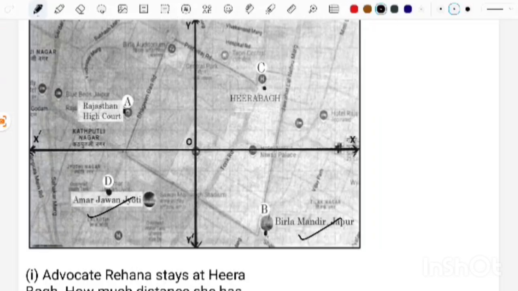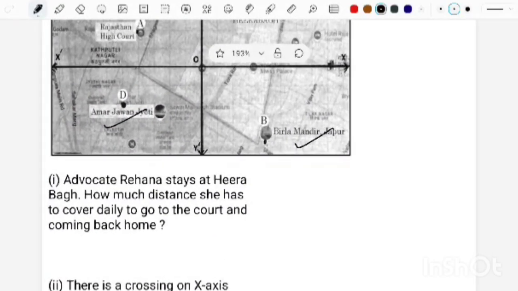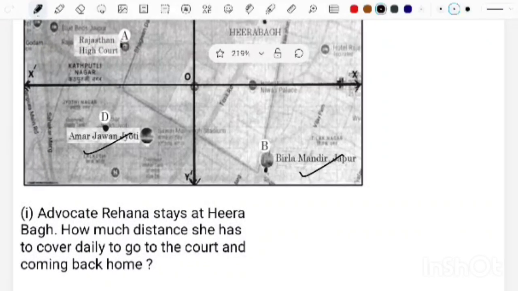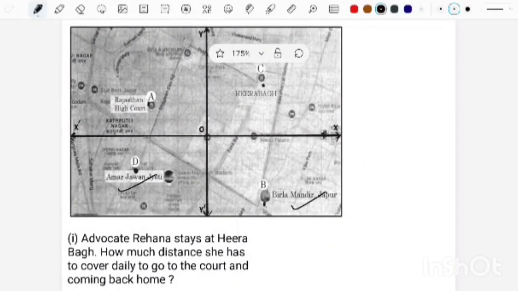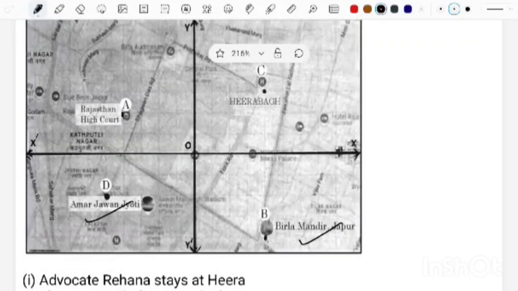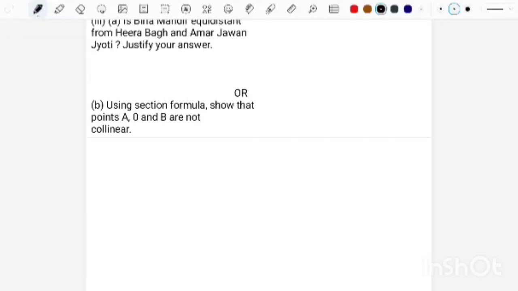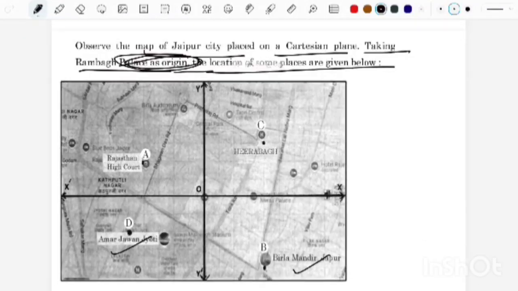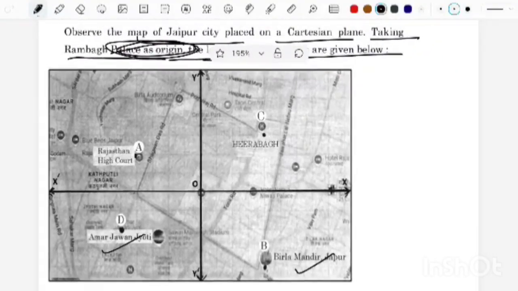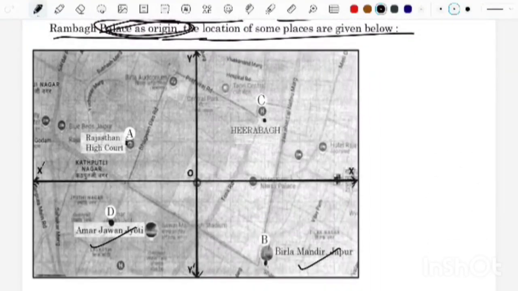Shall we start? What are we given in this? Understood? Advocate Rehana stays at Hirabag. How much distance does she have to cover daily to go to the court and come back home? What are the coordinates given to us? Where are the coordinates? Coordinates are missing here. Without coordinates we can't. I think coordinates are missing from this picture. Wait a minute, let me show you the coordinates. It's given along with the statement.